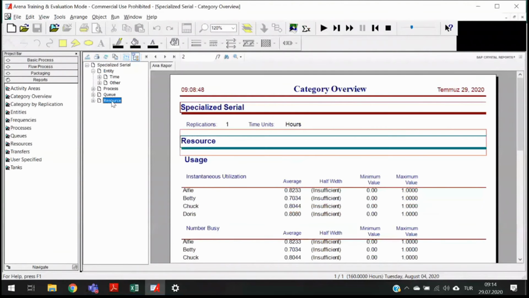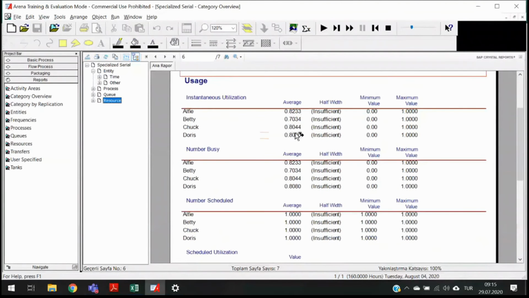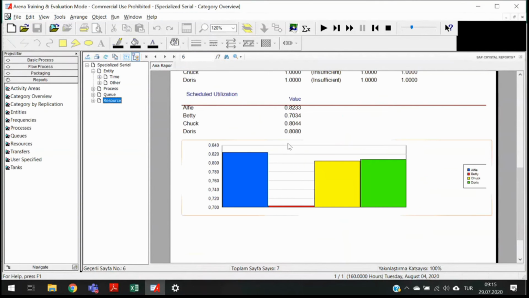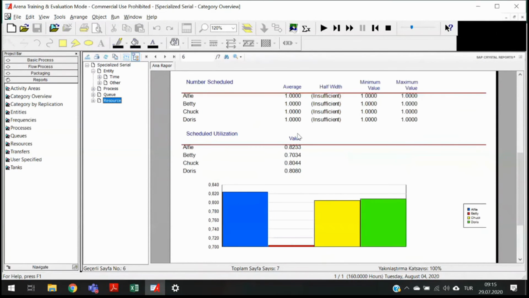And the utilization of the resources, now we need to check the resource statistics. As you can see, Alfie, Betty, Chuck, and Doris have a utilization rate here separately. So for all of them, we have a separate utilization rate. So how do we determine the average utilization? By taking the average of these four values, okay?